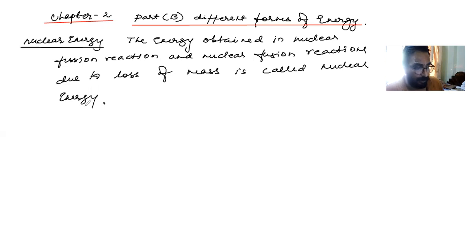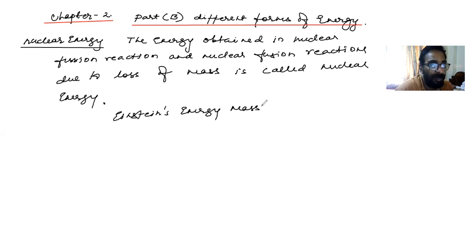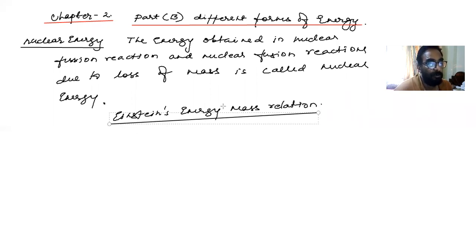Energy, what we can call Einstein's energy-mass relation. You can see here, children, what happens: a small amount of fuel can give us a large amount of energy. His formula was E for energy, M for the mass which got lost, multiplied by C squared. C is the speed of light.